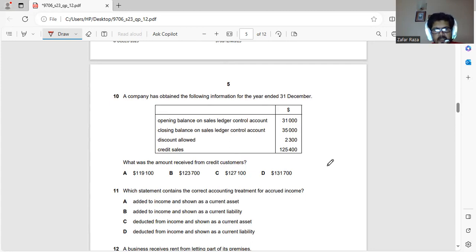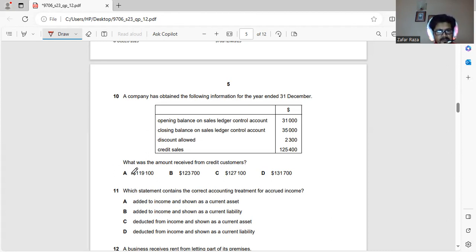A company has obtained the following information for the year ended 31st December: opening balance of sales ledger control account, closing balance of sales ledger control account, discount allowed, credit sales. What was the amount received from credit customers? Now, what are the debit items on the control account? 31,000 opening balance plus sales 125,400. These are the debit items. Now deduct credit items: closing balance 35,000, discounts 2,300. So it means 119,100 we have received from our customers. So option A is the answer.